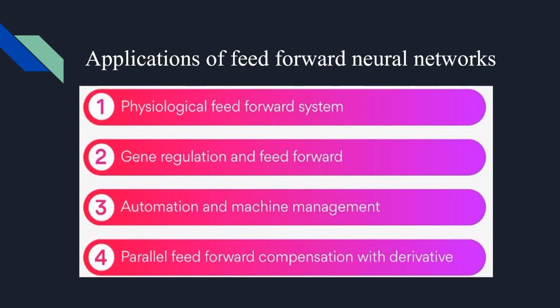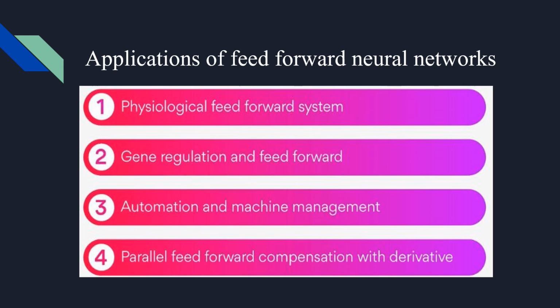There are many applications for these neural networks. First of all, physiological feed-forward system. It is possible to identify feed-forward management in this situation because the central industry regulates the heartbeat exercise. Then gain regulation and feed forward.